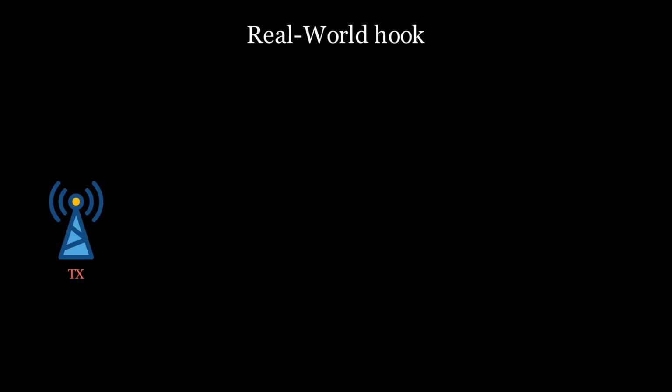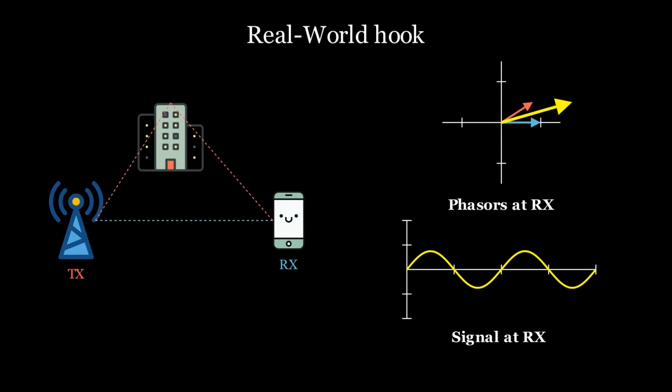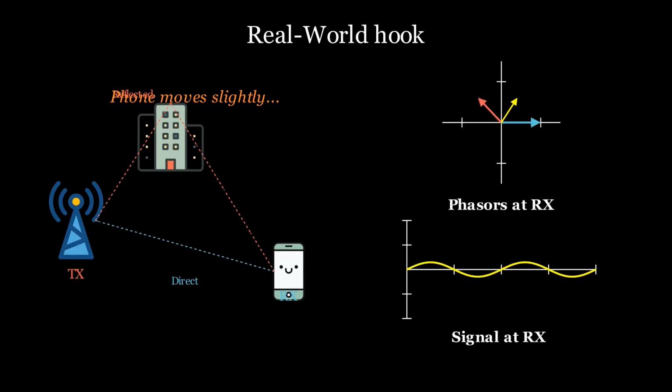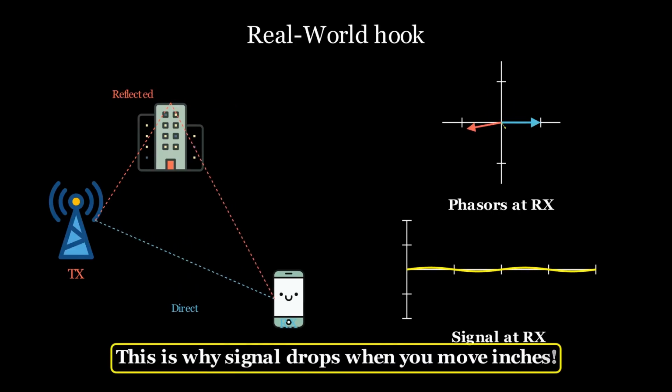Let us look at this real-world scenario. This describes how your phone signal can drop just by moving a few inches. The phase relationships shift, and suddenly, the signals cancel instead of adding. This is the turbulent characteristic of multipath.